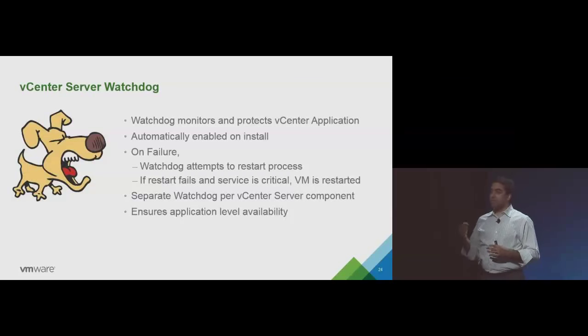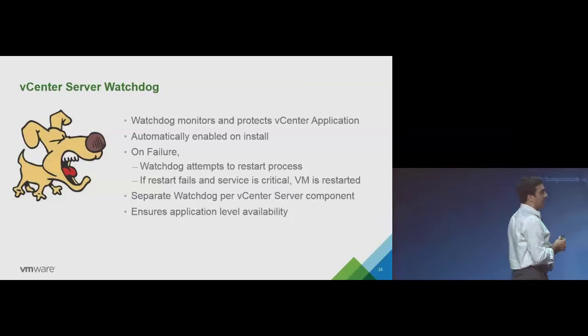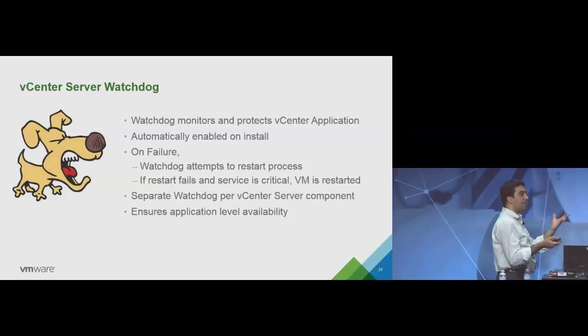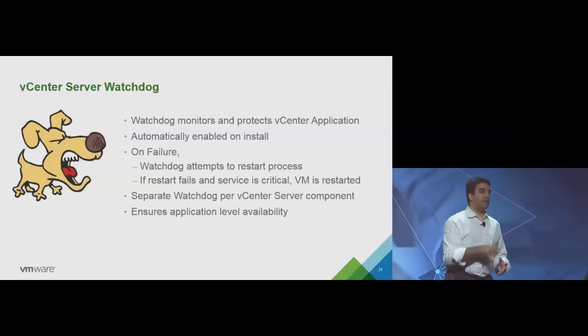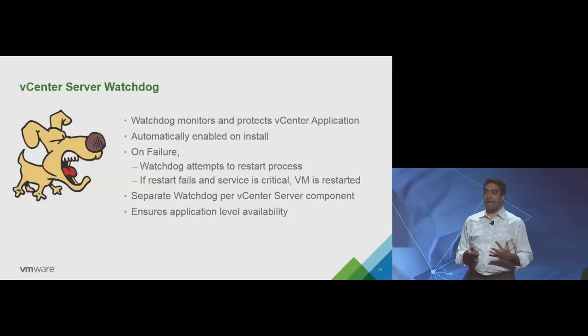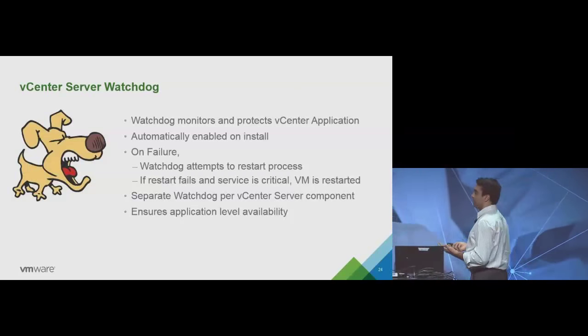And if it's not able to restart the service, and it's a very important service like VPXD or something, then it's going to try to reboot the box, reboot the VM. So the Watchdog basically is an application level availability solution to make sure that it is able to detect failures at the application layer and restart it, right? So the combination of vSphere HA and Watchdog together is what's available today as a high availability solution for vCenter.